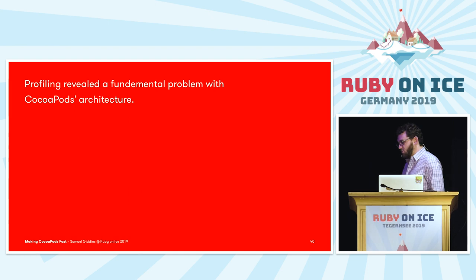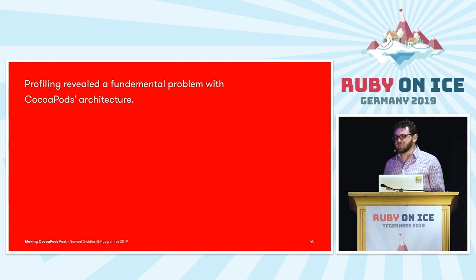Okay, so I did a bunch of profiling, and it revealed a pretty fundamental problem with CocoaPods architecture. It also showed a bunch of smaller things, but they were all a lot easier to optimize. Things like, don't do something inside a loop if you can do it outside the loop. Basic stuff like that.